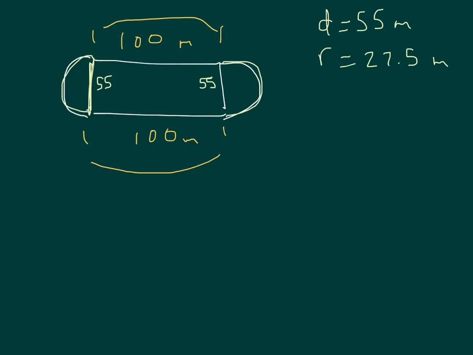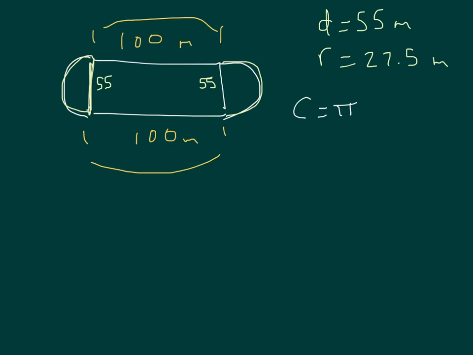Now, when I ask myself what's the distance around the track, I know it's this line plus half a circle plus this line plus another half of a circle, which really means I need the whole circumference of a circle, and I'm going to add this line and this line. So it's the whole circumference of the circle plus 200, which means that's not a super complicated question anymore. So I'm going to work on the circumference.